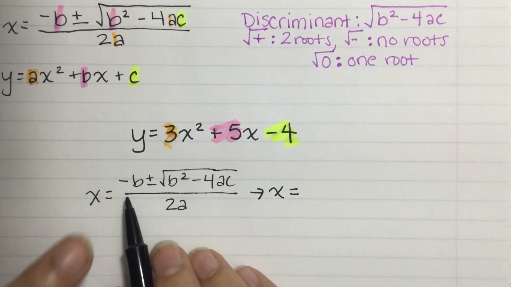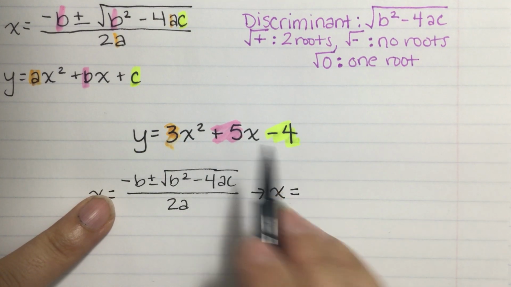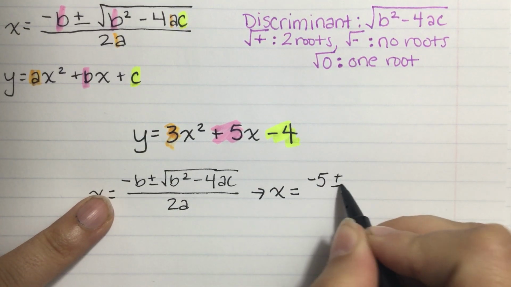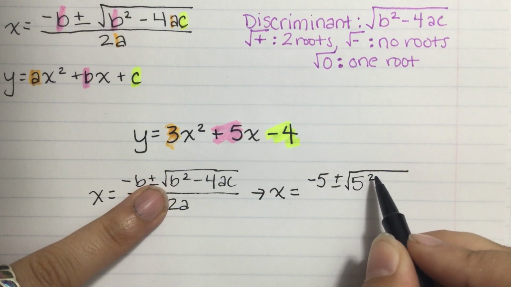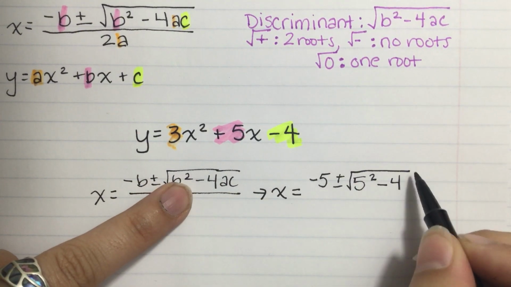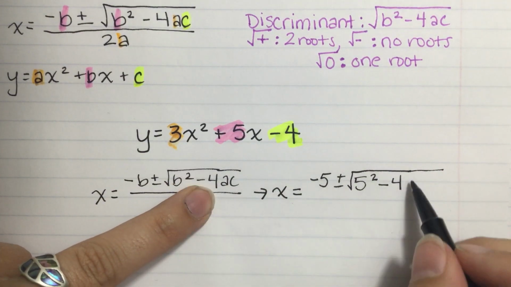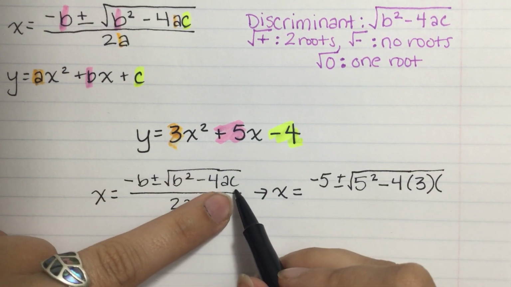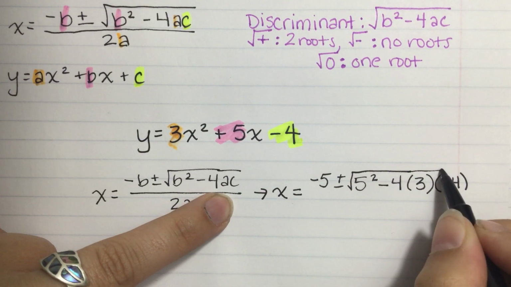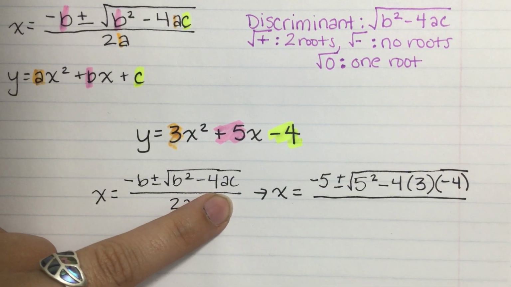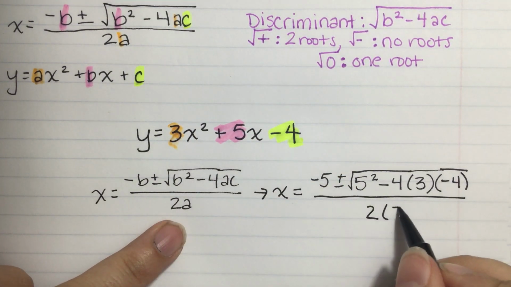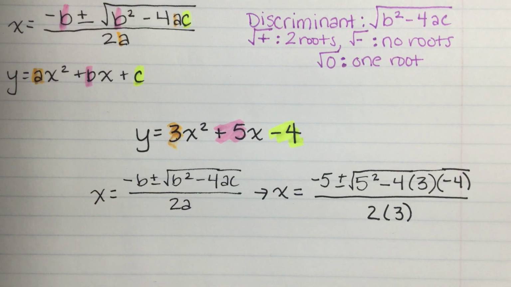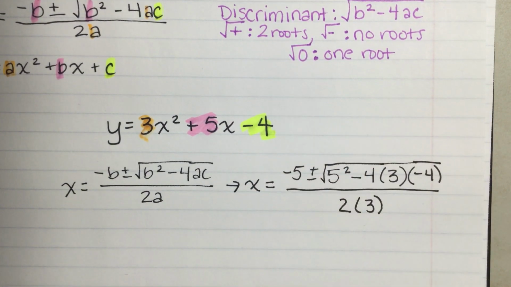X is equal to, my b value right here is 5, so negative 5 plus or minus the square root of b squared, so that's going to be 5 squared, minus 4, then I'm going to multiply it by a, which is 3, and c, which is negative 4, all over 2 times a, which is 3. Now, this looks kind of complicated and ugly, but all we're going to do from here is start to simplify. And we're going to do it in pieces.